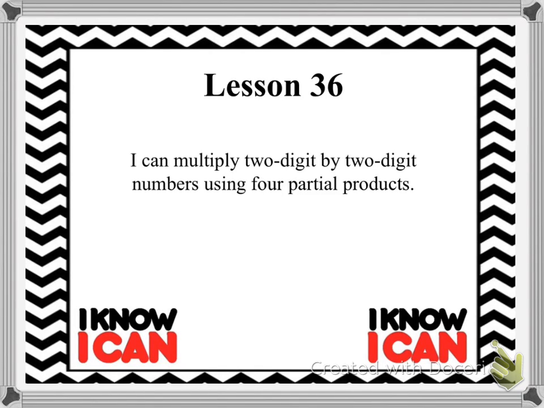Tonight we're going to start with Lesson 36, Module 3. I can multiply two-digit by two-digit numbers using four partial products. Okay, now we're moving on from that 0 in the ones and trying something a little bit harder. So let's really work hard and pay attention.